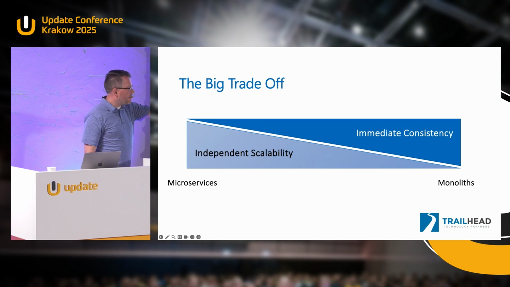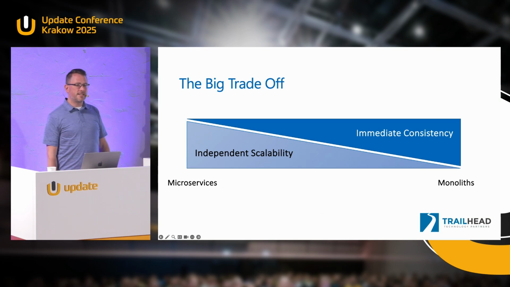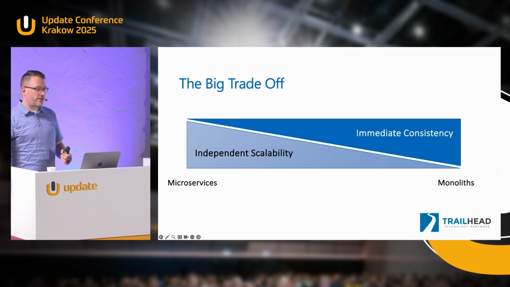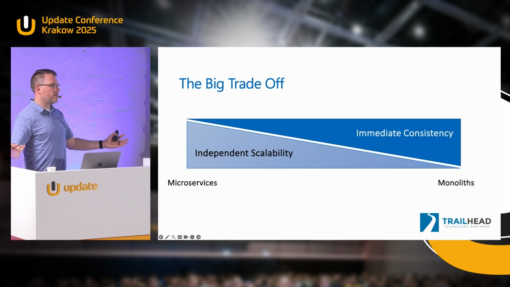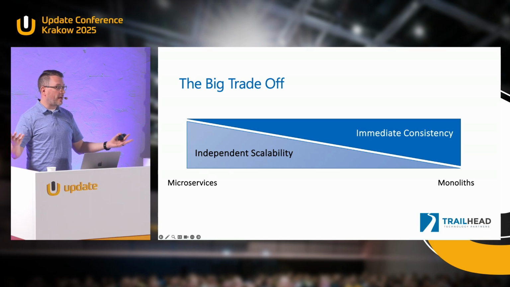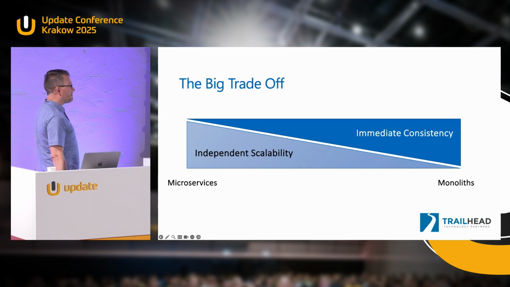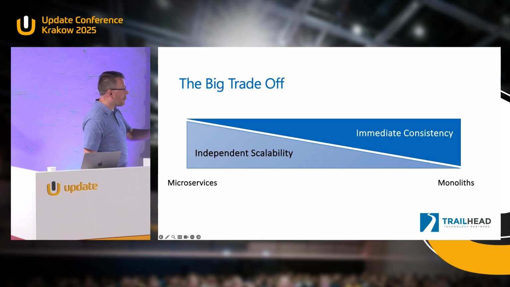But if you go with monoliths, you're going to get something called immediate consistency. What does that mean? That means when someone updates some data in this part of the application, the whole application will know about that update immediately. Why? Because the whole application is one thing that shares one data store. And so the application gets immediate updates throughout.